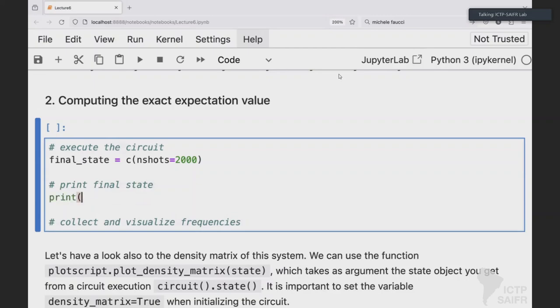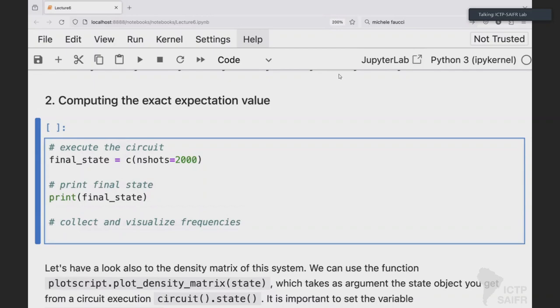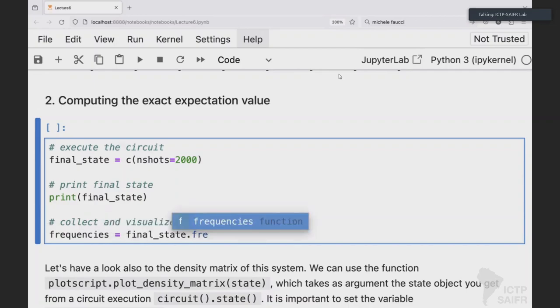We can print the final state, so the exact simulation result. And after that, we can do two things. One is to compute the frequencies for the shots and store the counter, or the binary, depending on what we do. In my case here, I will print the binary version. And then we can also make a plot with the different amplitudes, directly the counters, so the number of hits for each state. So in this setup you do frequencies equal to the final state dot frequencies, and you select the option binary true.